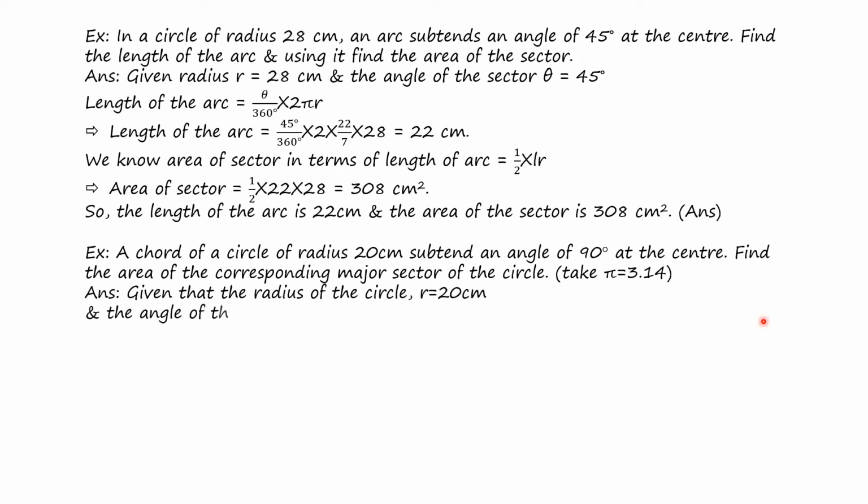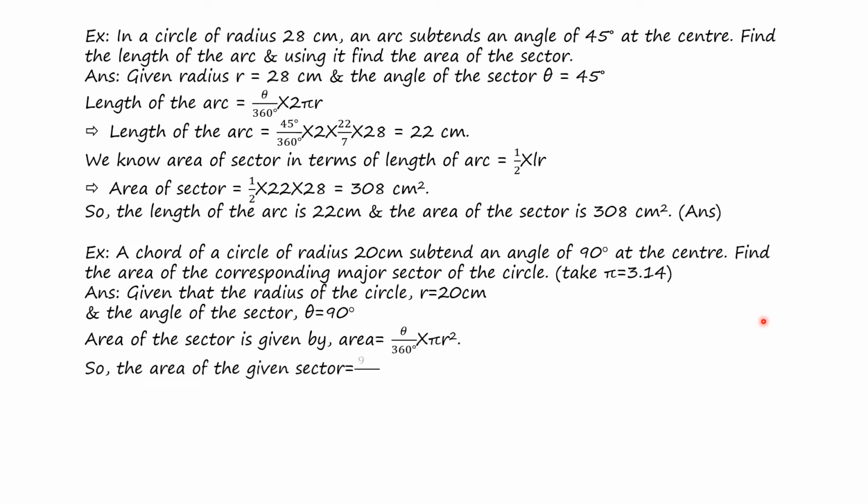Given that the radius of the circle r equals 20 centimeter and the angle of the sector theta equals 90 degree. Now area of the sector is given by theta by 360 degree into pi r square. So the area of the sector is 90 degree by 360 degree into 3.14 into 20 into 20, which is nothing but 314 centimeter square.